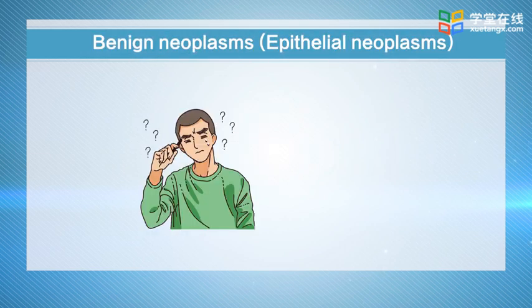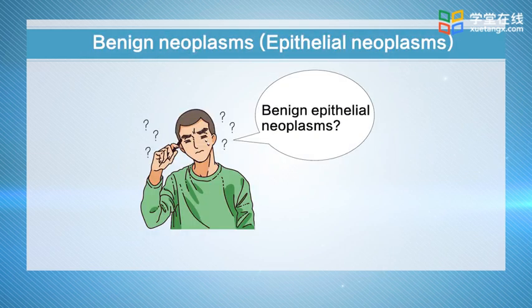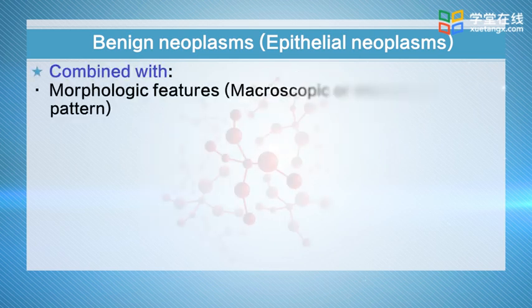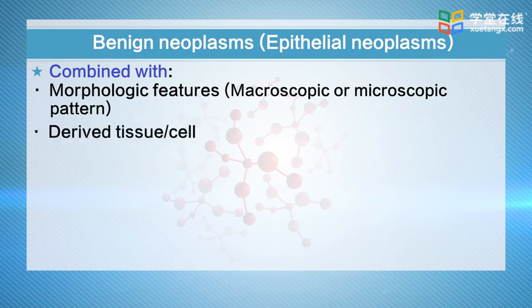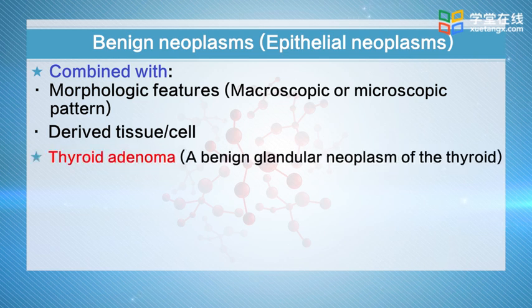The nomenclature of benign epithelial neoplasms is more complex. They are classified sometimes on the basis of their microscopic pattern and sometimes based on the macroscopic appearance. Others are grouped by their cells of origin. For example, the term adenoma is applied to benign epithelial tumors producing glandular patterns and to neoplasms derived from glands, but not necessarily showing glandular arrangement. This is often prefixed by the tissue of origin. For example, thyroid adenoma.